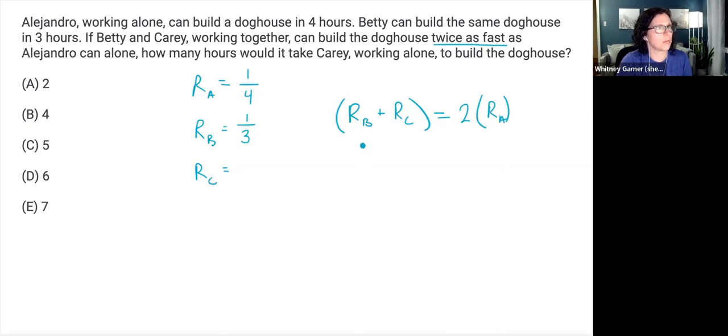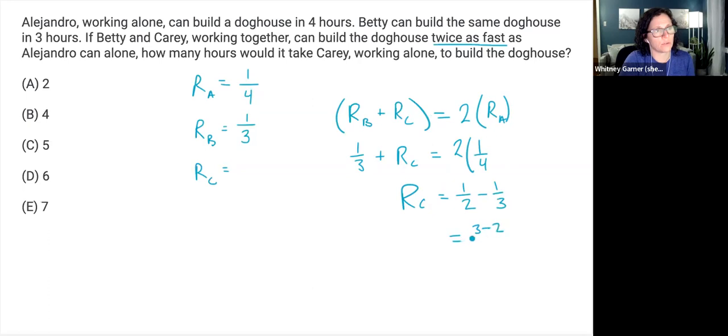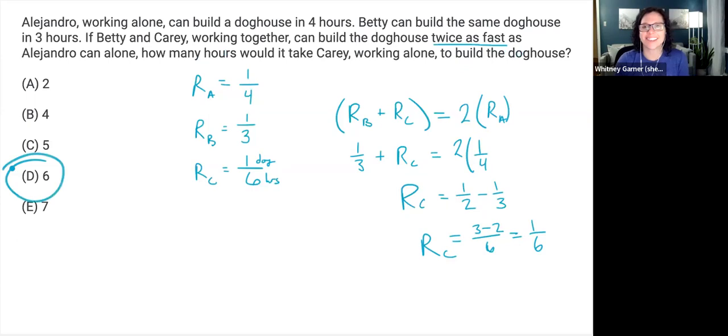So I'll plug in what I know. One third plus Carrie's rate is 2 times 1/4. So the rate of Carrie is a half minus a third, which is 3 minus 2 over 6. So Carrie's rate is 1/6. The question says, how many hours would it take Carrie working alone to build a doghouse? Well, the rate is one doghouse every 6 hours. It will take her 6.